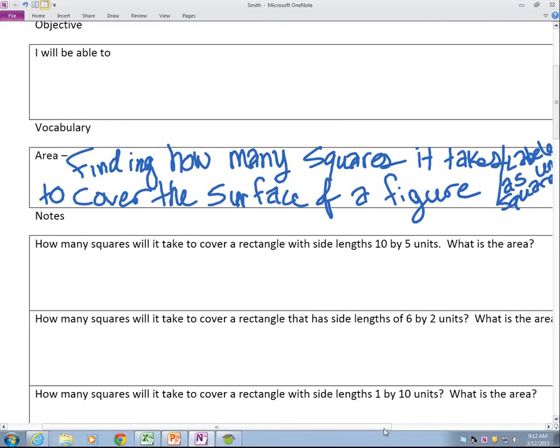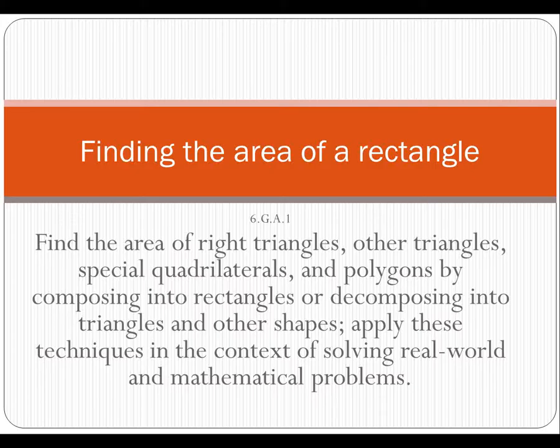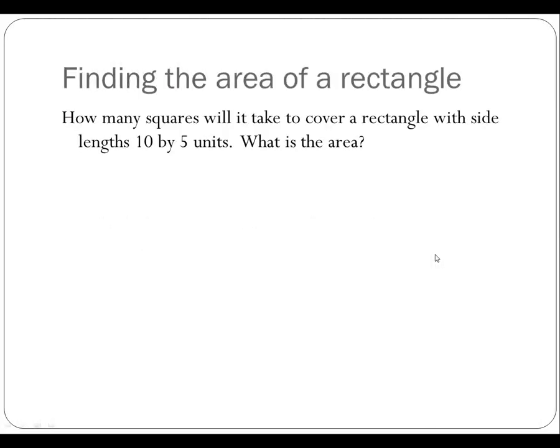Now, how many squares does it take to cover a rectangle with side lengths of 10 by 5 units? Okay, hold on. Let's just look at this a little bit. Now, I would imagine that in 6th grade, if you guys are solving for variables in single-step equations using inverse operations, this is all the stuff that you guys have been doing. I would imagine that this seems super simple for you, possibly.